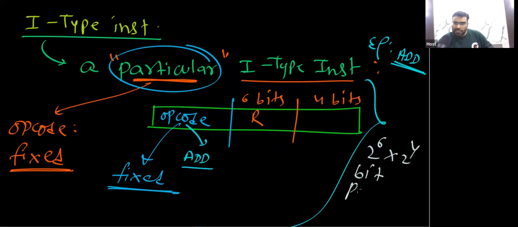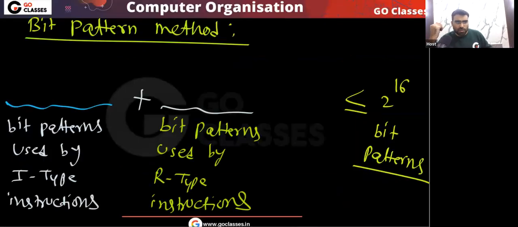These many bit patterns consumed or not? These many bit patterns used. Okay, these many bit patterns are used by a particular I type instruction. If you have a particular I type instruction, then these many bit patterns are consumed. So remember, 2 power 4 into 2 power 6, these many bit patterns are consumed.